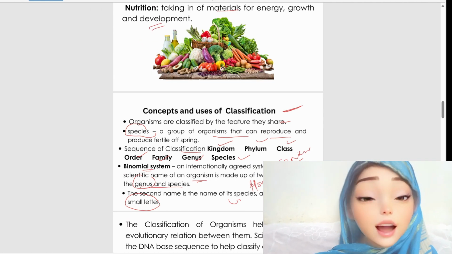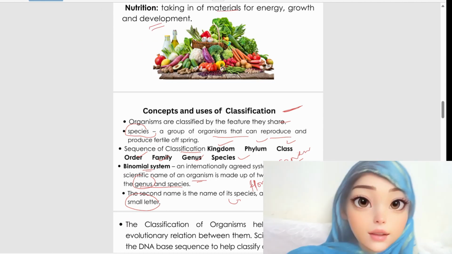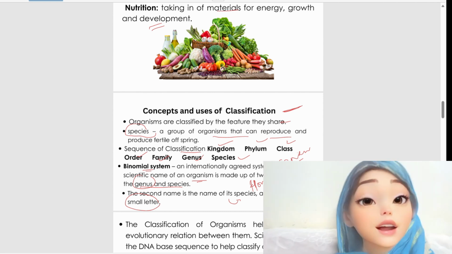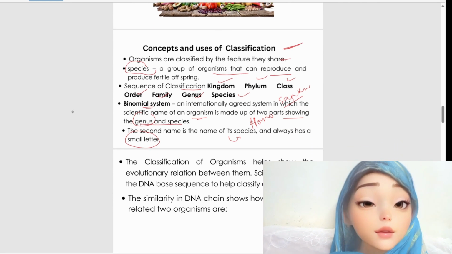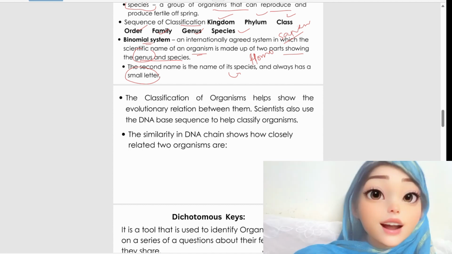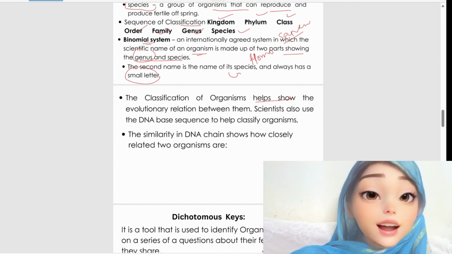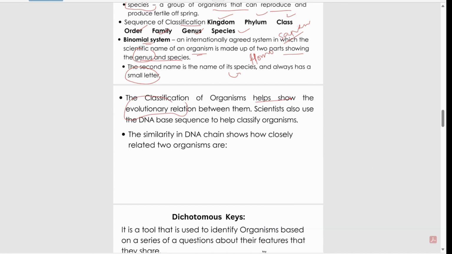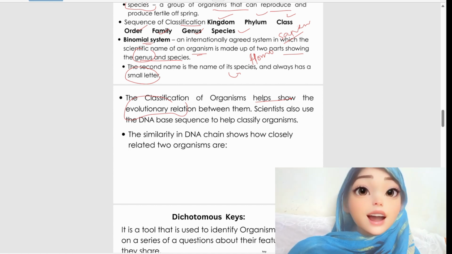Now next move on to the classification of organisms. So classification helps to show evolutionary relationships. This classification helps to find out the evolutionary relationship between the organisms.